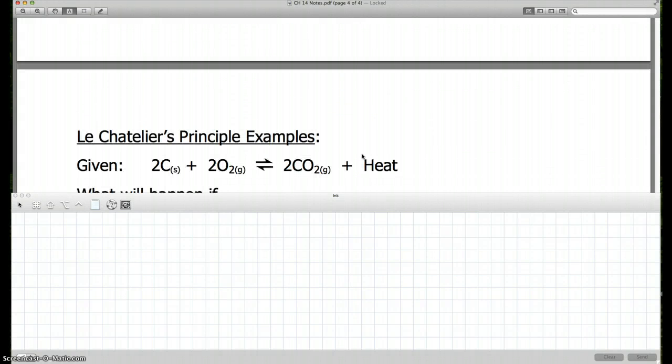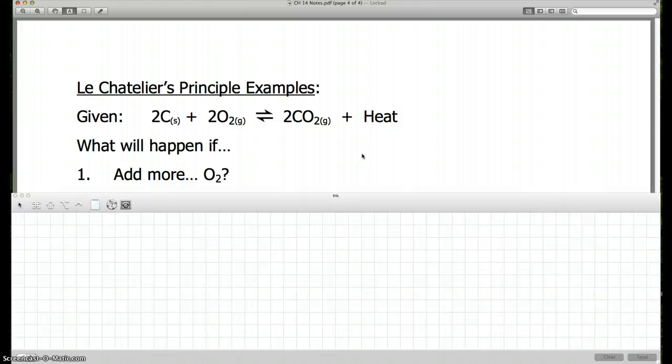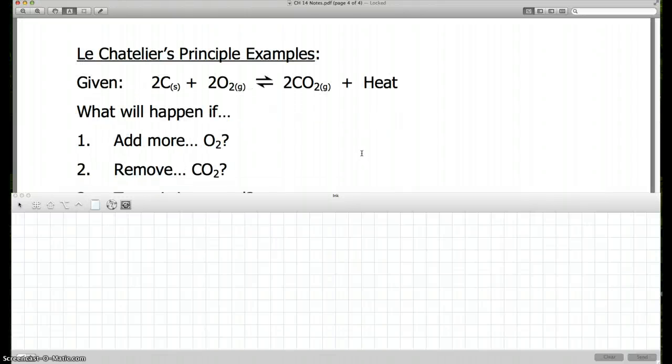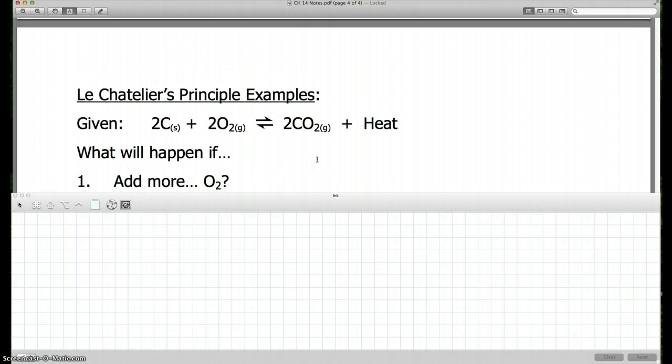So I want to do some examples. I've got about 10 minutes left in this video, and this has to do with some examples from the last video too. So kind of review Le Chatelier's principle. Here's our given equation. It's exothermic, heat's on the right. We have a double arrow, meaning equilibrium, meaning it's happy right now, it's balanced.